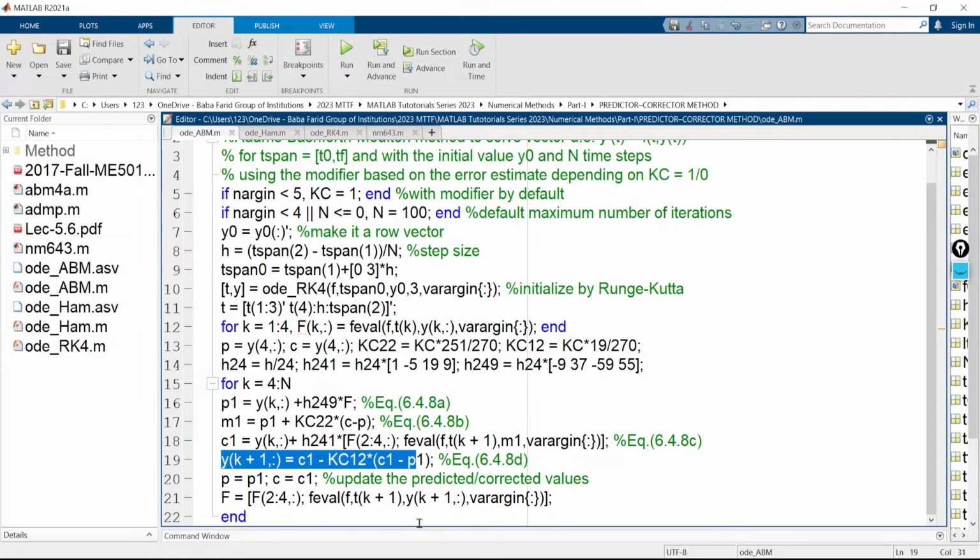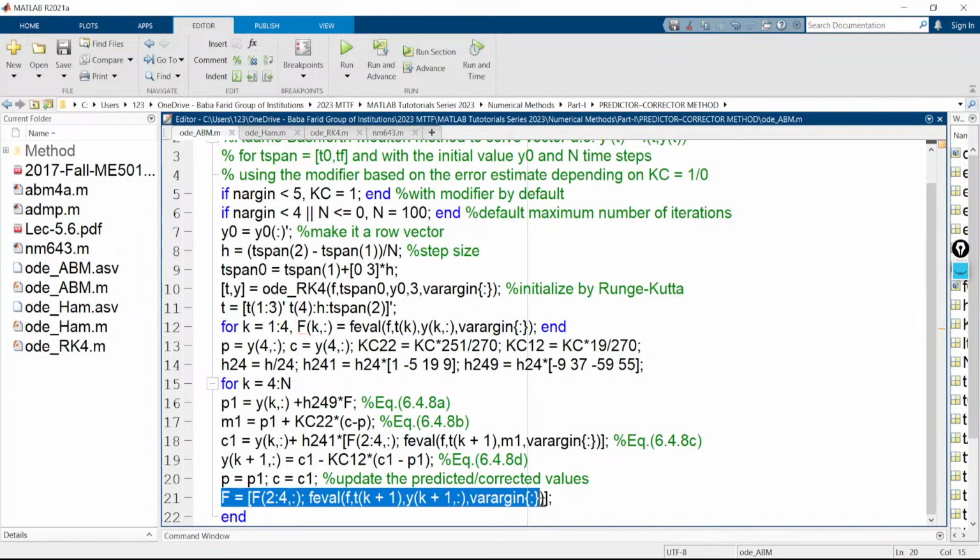Now we need to update the values. So P is equal to P1, C is equal to C1, and update the predicted and corrector values, and at the end we have F equal to this statement, F24 F1 T Ftk plus 1 Yk plus 1. All the values will be stored in F for our use.